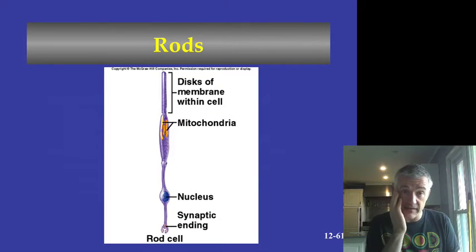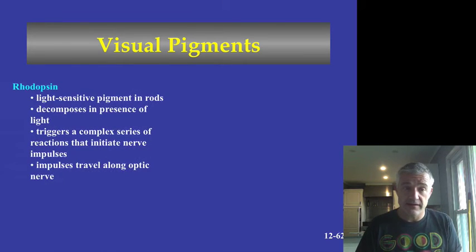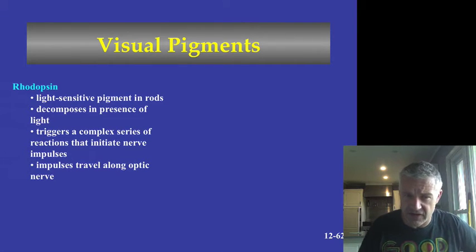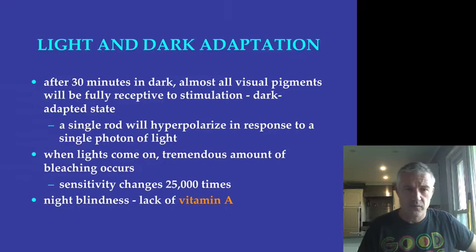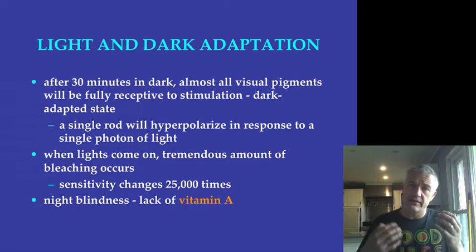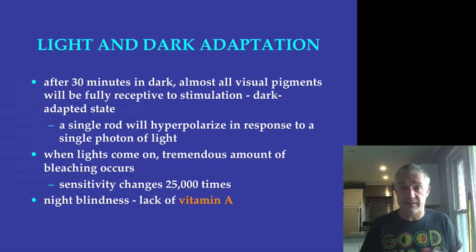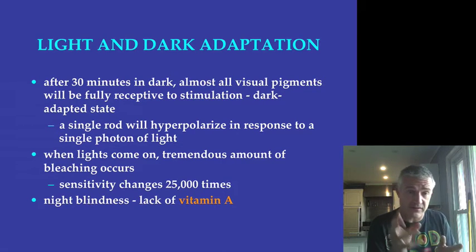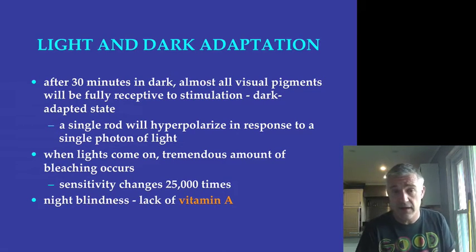So this is what a rod looks like. And again, this rhodopsin is that very light sensitive one, very, very sensitive. One photon hitting is enough to bring about a change in it. It takes quite a while for these pigments to get fully recharged, so it really takes about 30 minutes of dark to get to a fully dark adapted state. Like it says, a single rod will hyperpolarize if a single photon of light hits it.